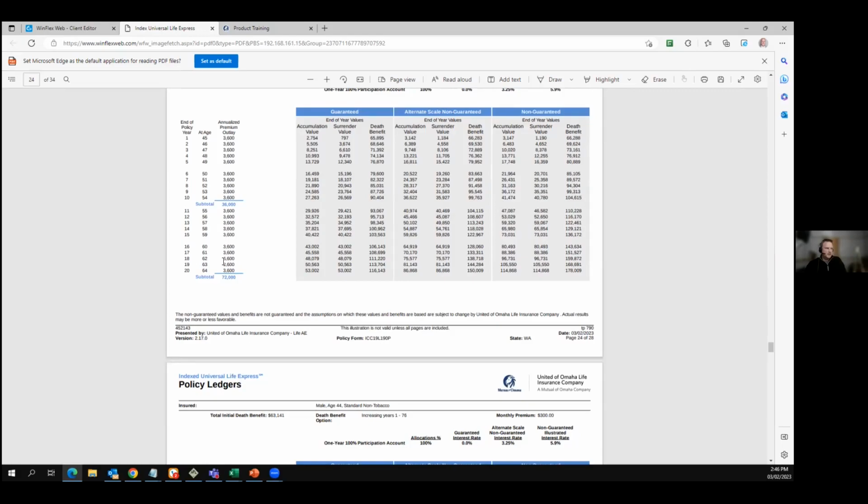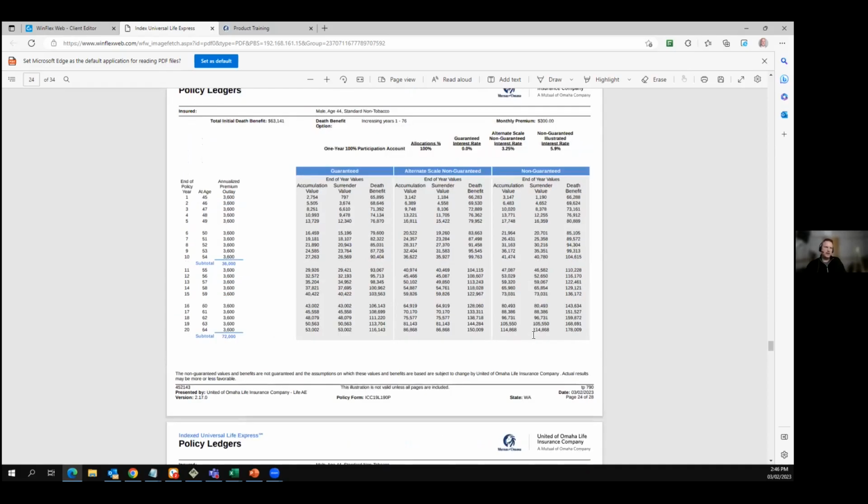Then as you can see here, it's going to total all the premiums. By that point, at 20 years, you're at 72,000 in premium. You have about 114,000 in cash value, and the death benefit is rising each year by the same amount that this is going up. So you take that 63,141 plus 114,868, and that's how you have the 178,009. That's how it will show as increasing each year as you go along.